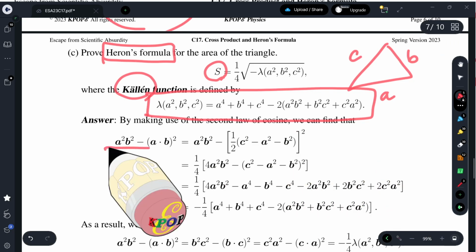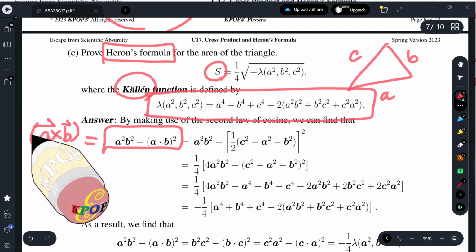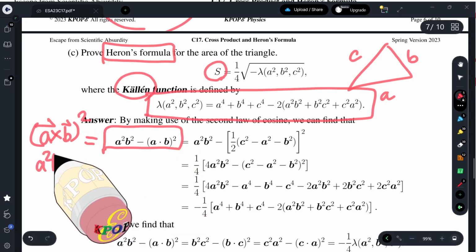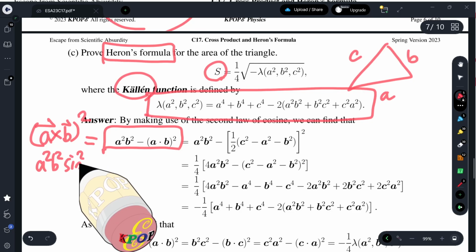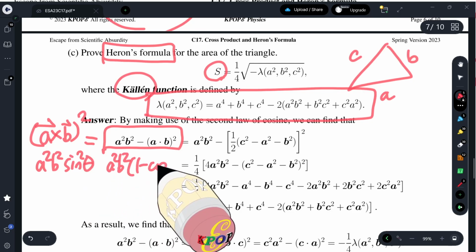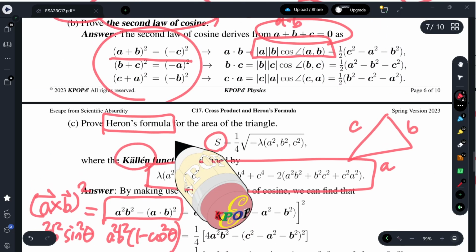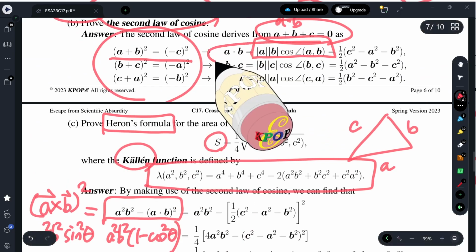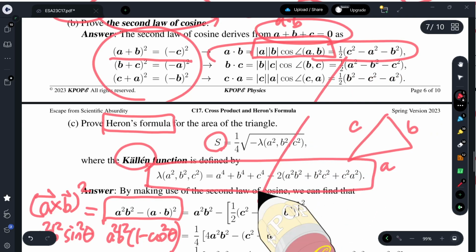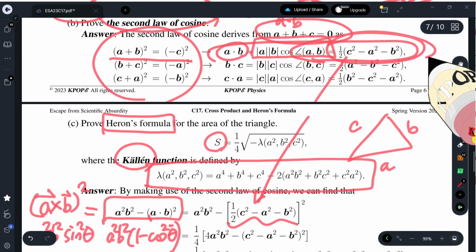Okay, we remember this is A cross B's square. That is A squared B squared sine squared theta, and this is A squared B squared times 1 minus cosine squared theta. And we recall the second law of cosine, and we substitute this one in here. A dot B is always expressed in this manner.